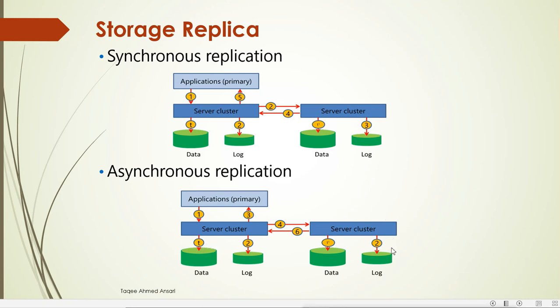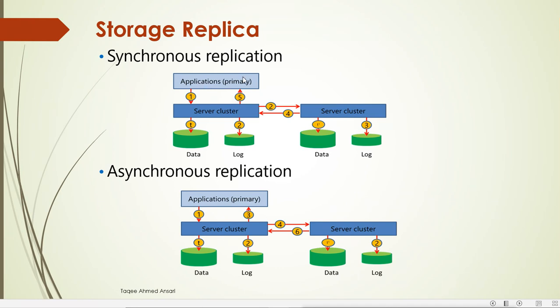If you go by the numbers, the application on the primary side sends data to the server cluster, it is written into the log, and then the data goes into the database, the storage. At the same time it is also going to be stored on the other site. As you see, number 2, it is writing the data at the same time to this site's storage and that site's storage. When it is completed on both sides, the other cluster sends the response to this site, and then it sends the response to the application that the data is written.